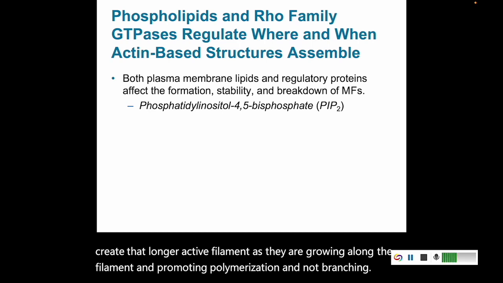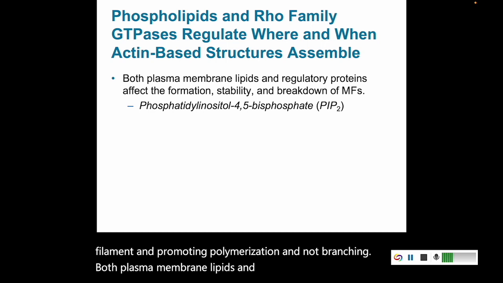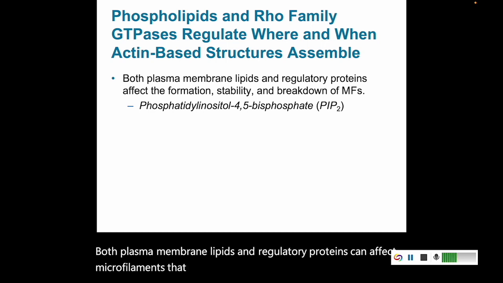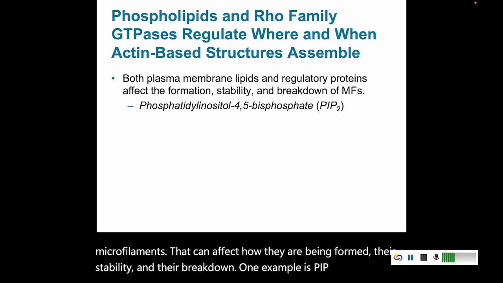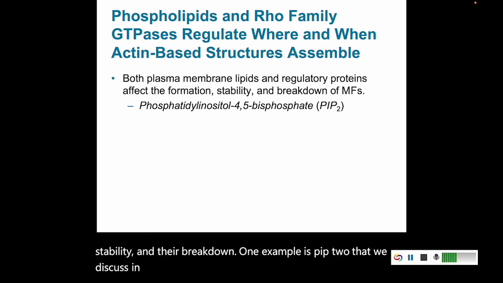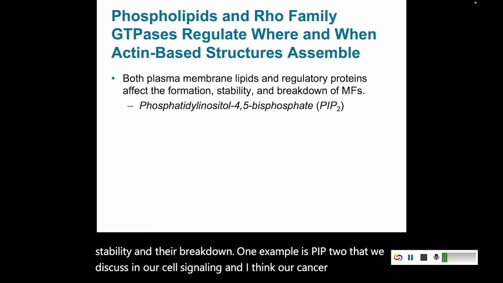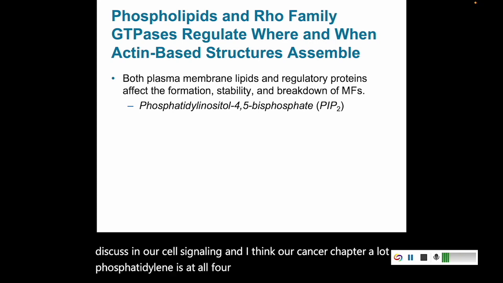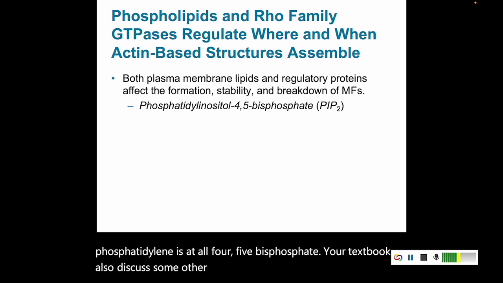Both plasma membrane lipids and regulatory proteins can affect microfilaments. They can affect how they're being formed, their stability, and their breakdown. One example is PIP2 that we discuss in our cell signaling and I think our cancer chapter a lot. Phosphatidylinositol 4,5-bisphosphate. Your textbook also discussed some other regulatory proteins that you are free to explore.